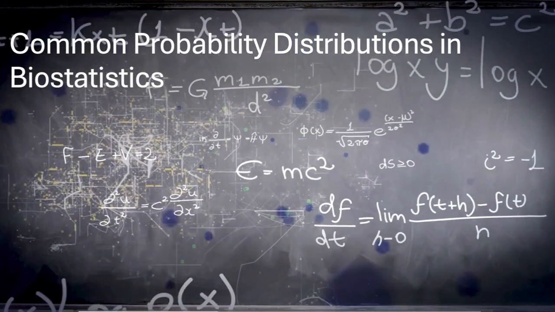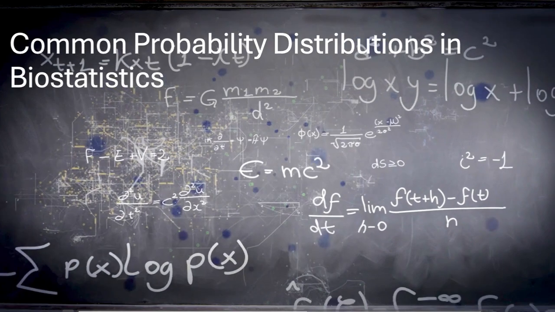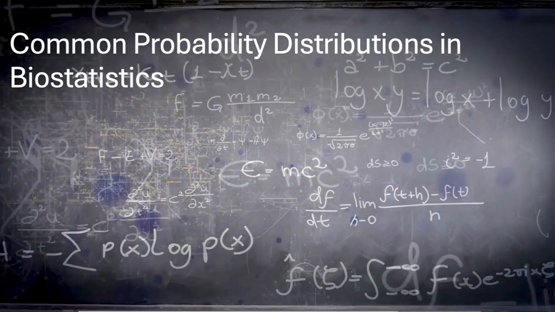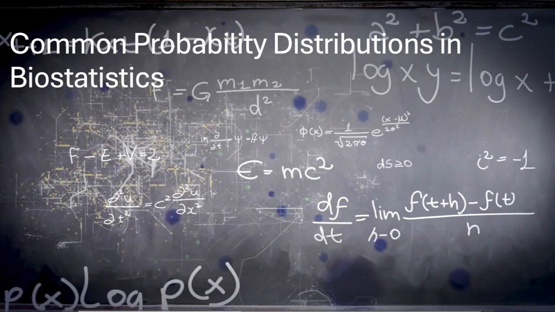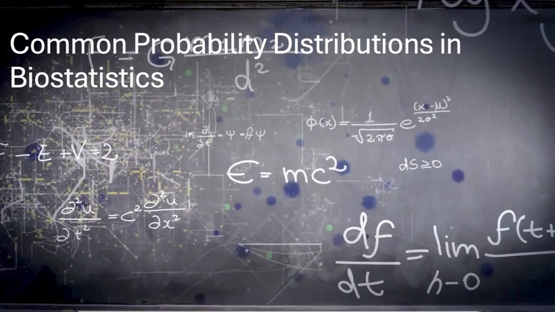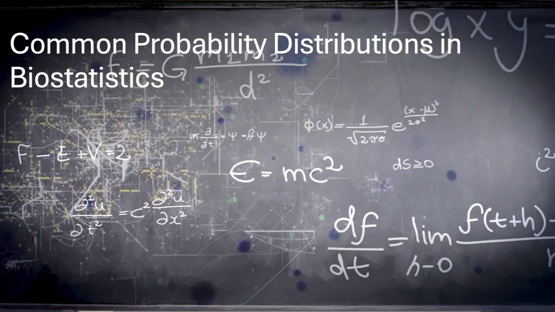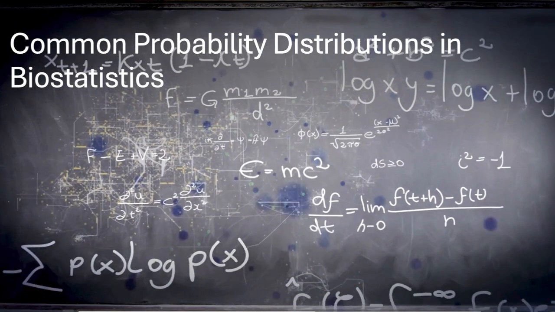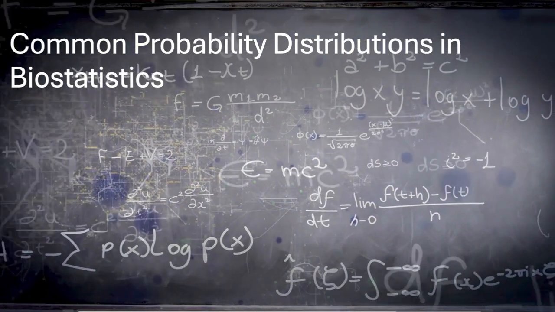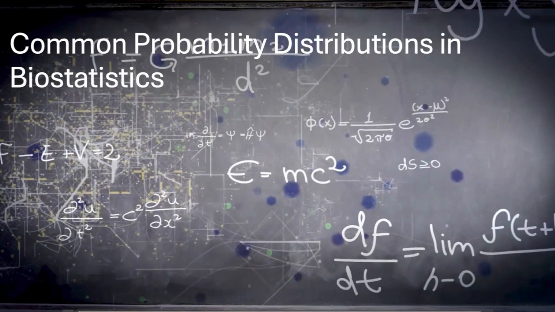In this lesson, we'll cover three key distributions: the normal distribution and its properties, which is the famous bell curve used in many biomedical measurements; and the binomial, Poisson, and exponential distributions. These are three essential distributions used in probability modeling. By the end of this lesson, you'll understand how to identify and apply these distributions to real-world data.